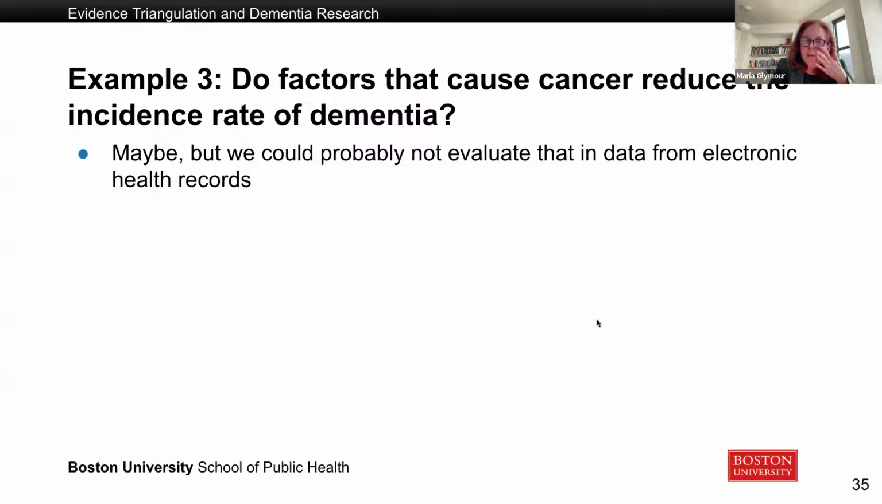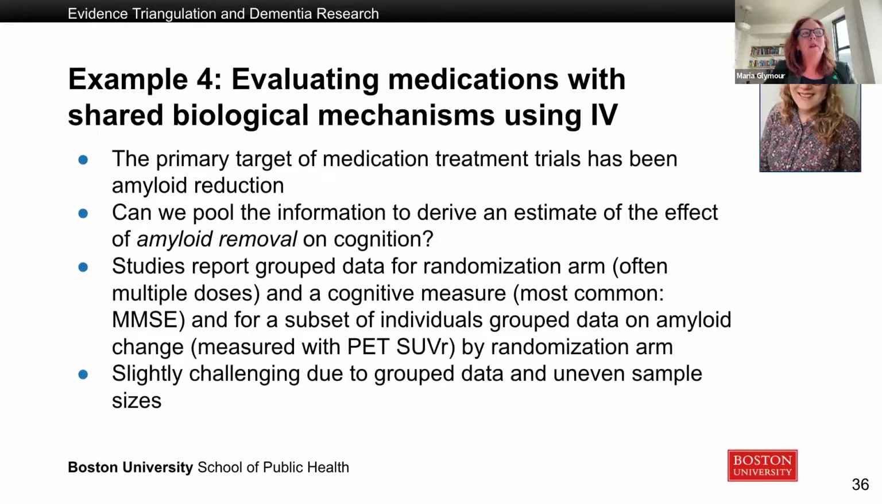So this was just a really fun set of studies. And I guess the take home is, for the question, do factors that cause cancer reduce the incidence rate of dementia? I actually still think that's quite plausible, that could be true. However, the magnitude of bias from studies in electronic health records is so large, I think we could almost never detect it in those studies, and we need quite a different study design.